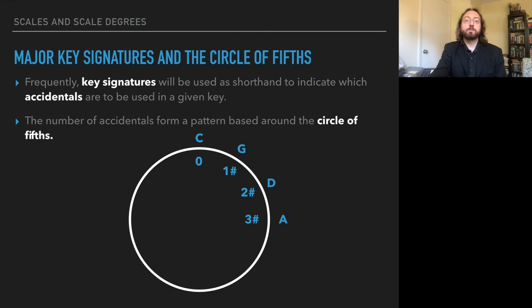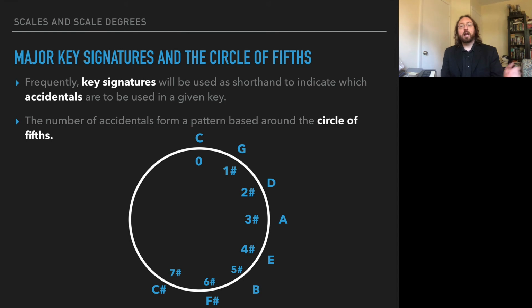That'll have 3 sharps. A fifth up from A is E. A fifth up from E is B. A fifth up from B is F sharp. And a fifth up from F sharp is C sharp. And now we've gotten around all the major mode keys that have sharps in them. So G will have 1, D will have 2, A will have 3, E will have 4, B will have 5, F sharp 6, and C sharp 7.